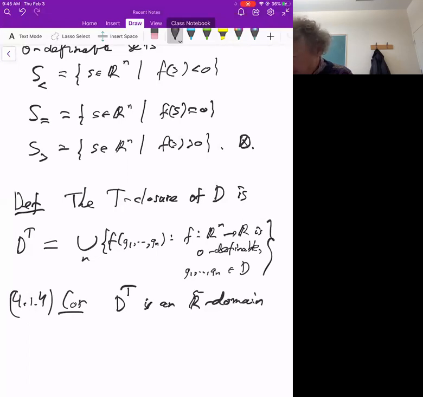Of course, it contains D itself. Did I write that? Because yes, if you take for f the identity function from R to R and you plug in just an arbitrary element of D, you get that element back. So it's certainly contained in D tilde. This, let me make that clear, is an R tilde domain, and as an R tilde domain, it is an L structure, and then you can ask whether it's a model of T, and it is. And it's the smallest, so to say, that contains D.